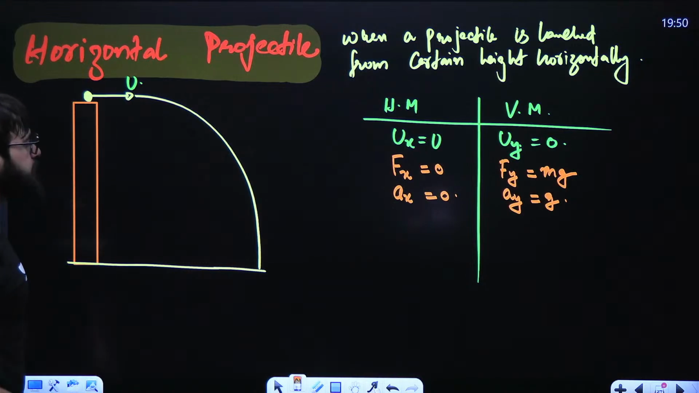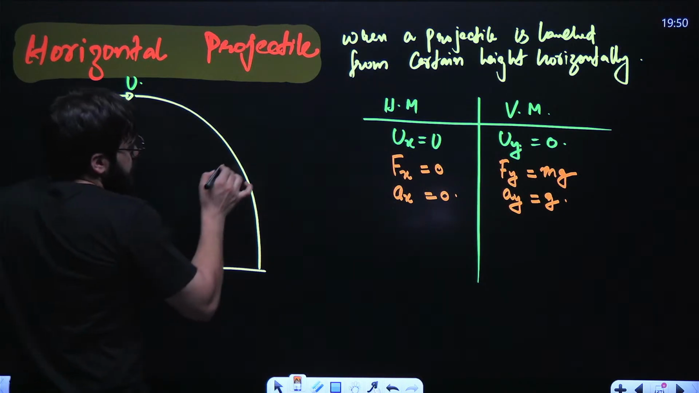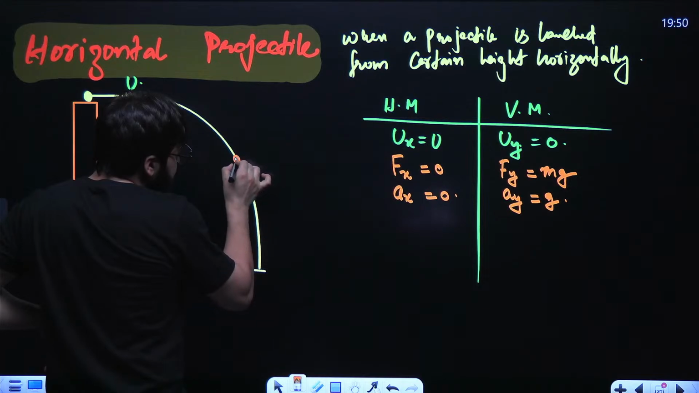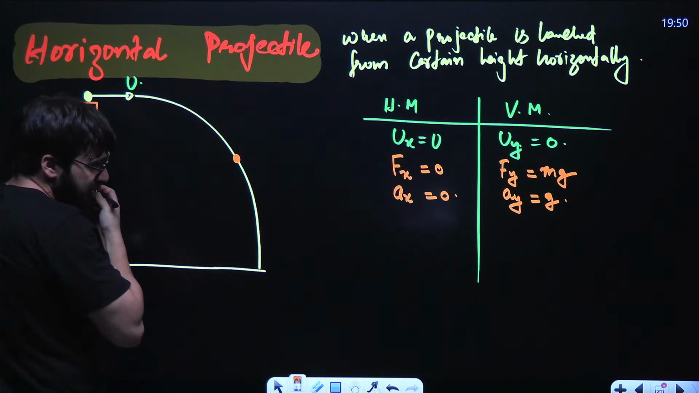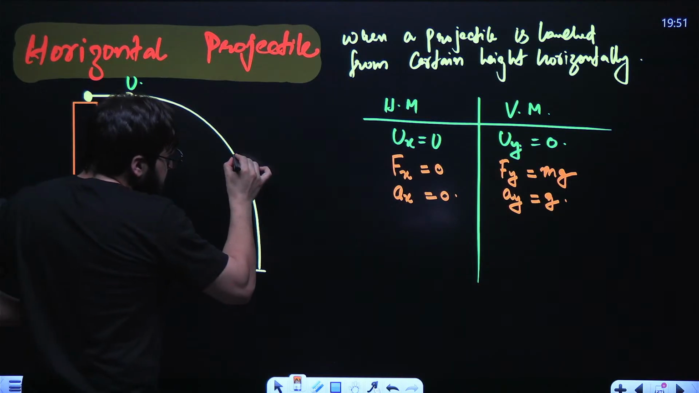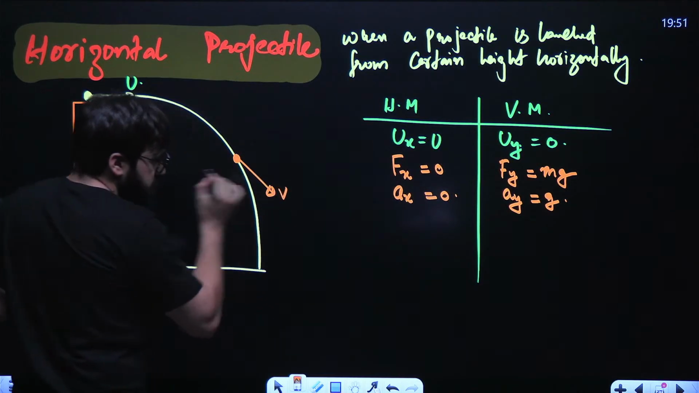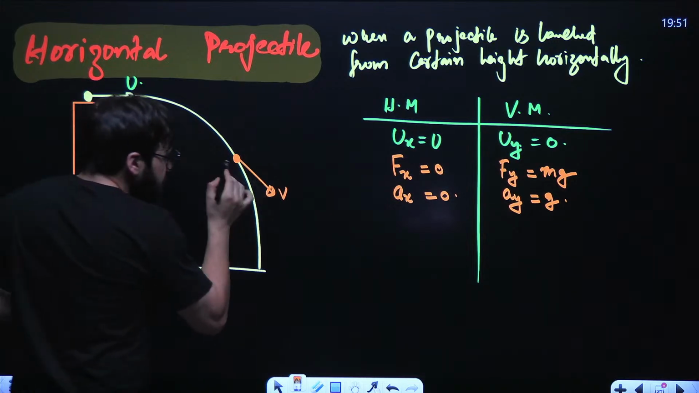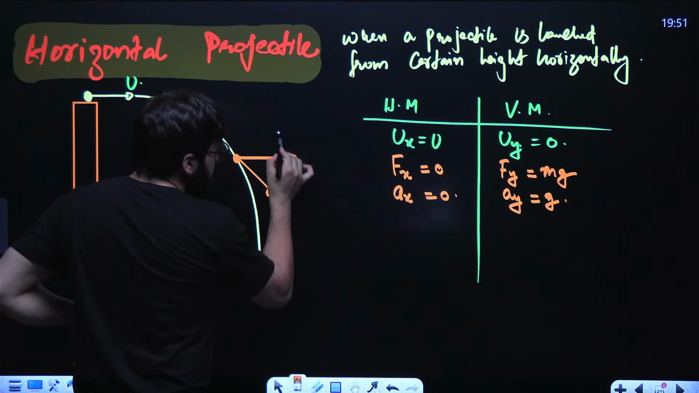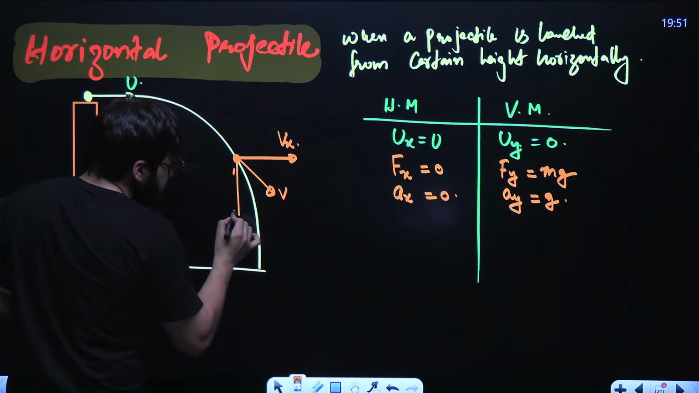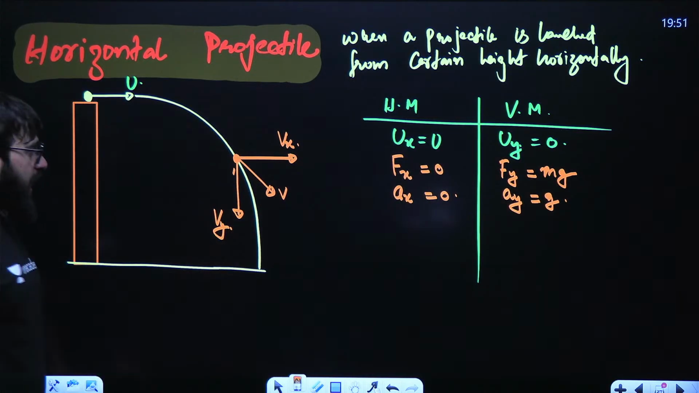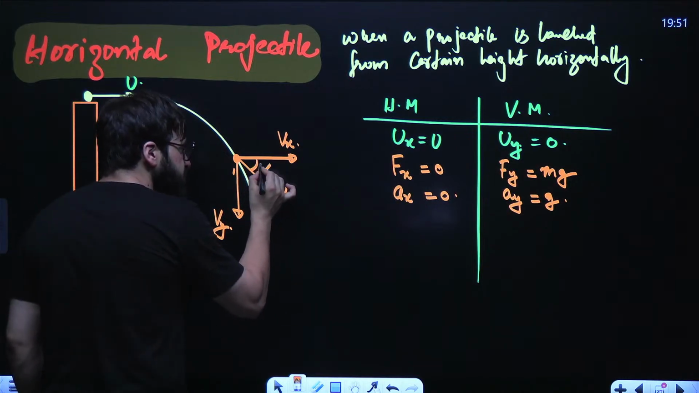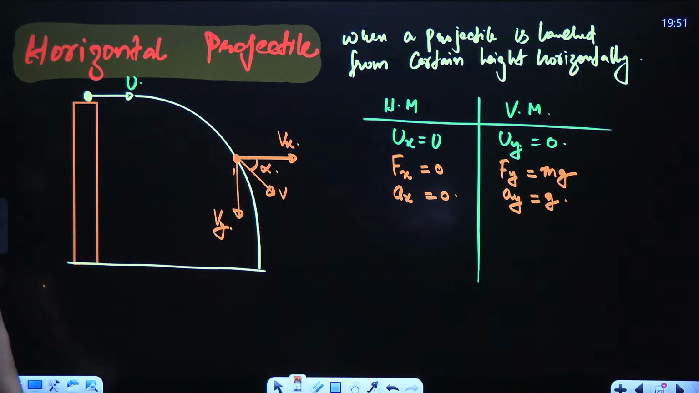Now guys, listen to me very carefully. Let's suppose when the particle reached this particular point over here, it has velocity v. This velocity will have a horizontal component, that is vx, and a vertical component, that is vy. Let's suppose this angle is alpha. This velocity is making the angle alpha with the horizontal.